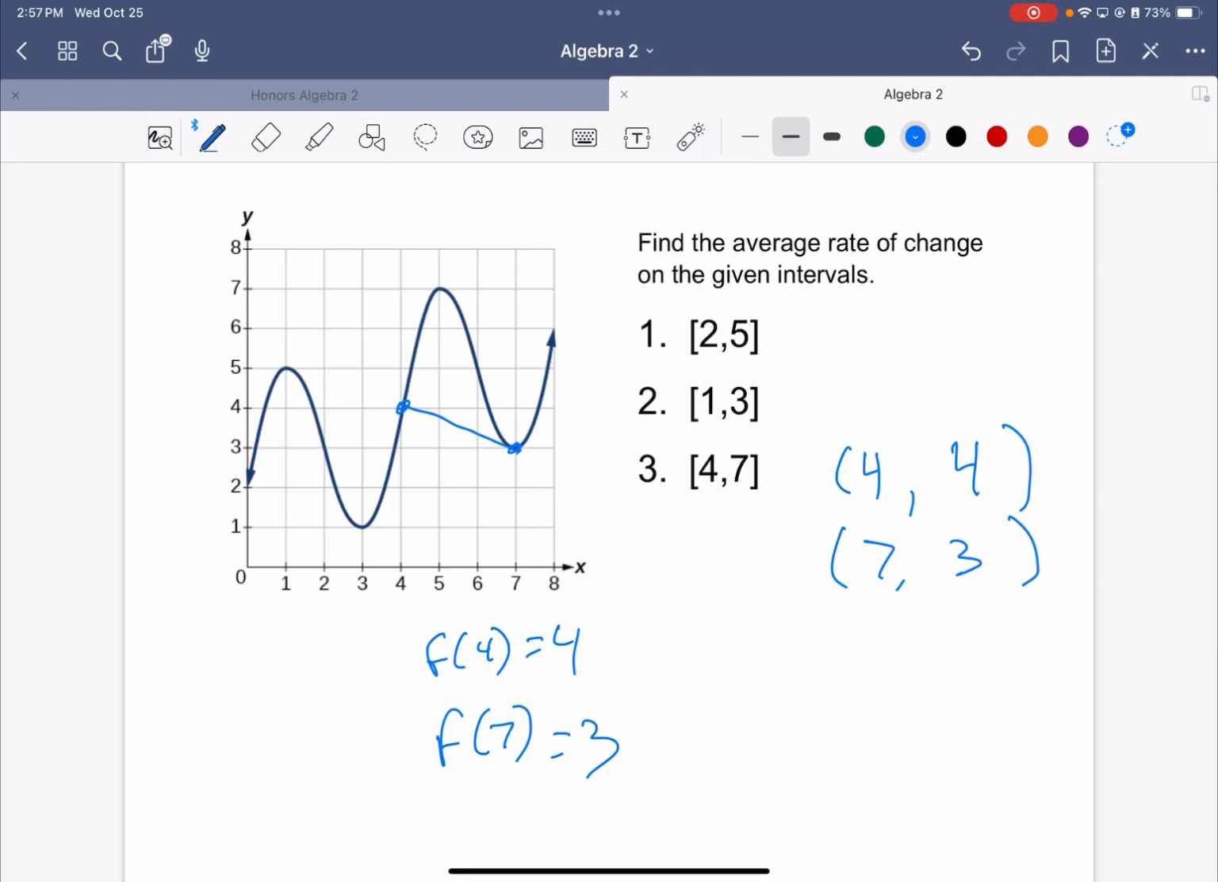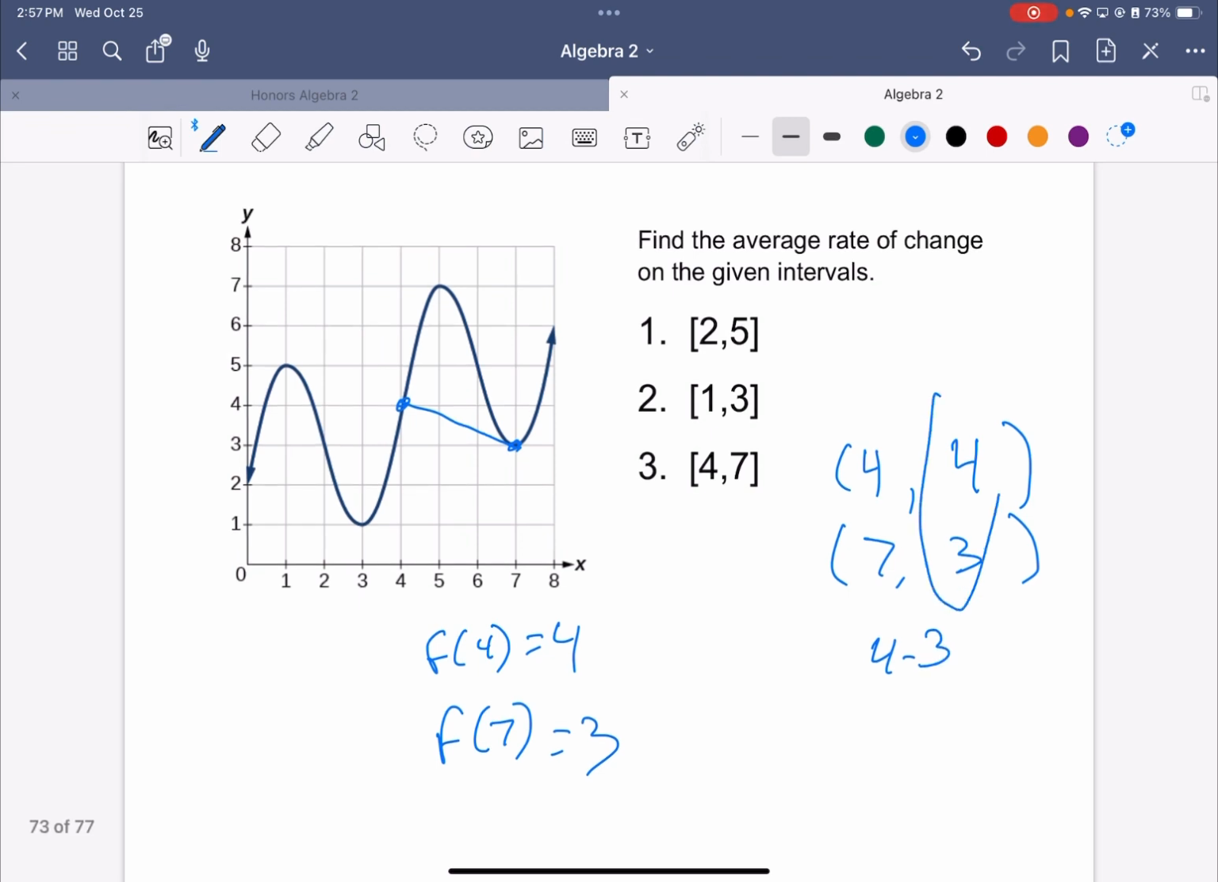So we're looking for the average rate of change of that line. 4 minus 3 over 4 minus 7, which is 1 over negative 3. Not that bad, is it? If you're given the graphs, it's not too bad. Questions with those examples?